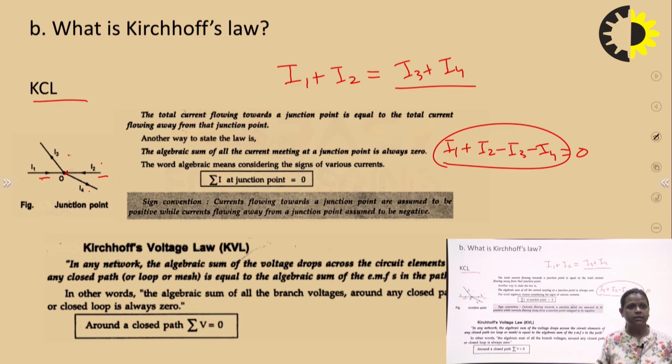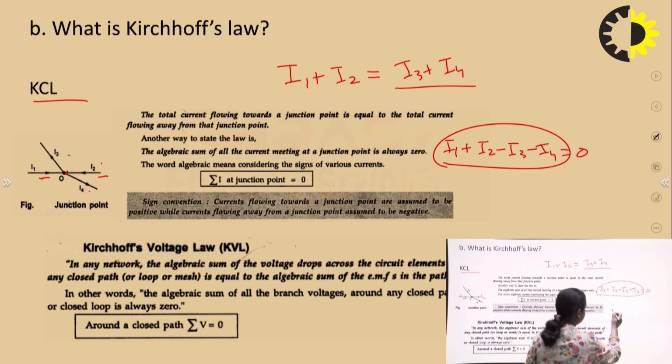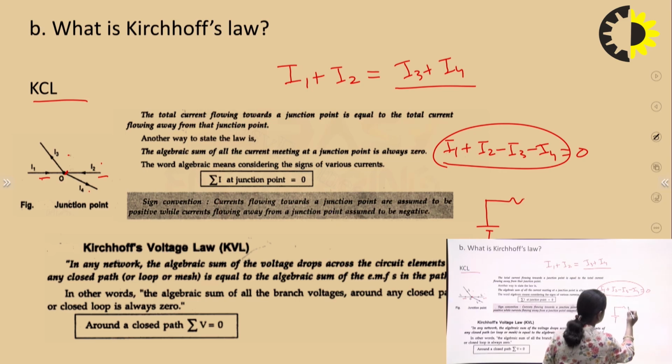Now what is KVL? In any network, the algebraic sum of the voltage drops across the circuit elements of any closed path is equal to the algebraic sum of the EMFs in the path. In other words, the algebraic sum of all the branch voltages around any closed path or closed loop is always 0. So the summation of voltages will be equal to 0. Suppose if we take this circuit, here we have voltage.